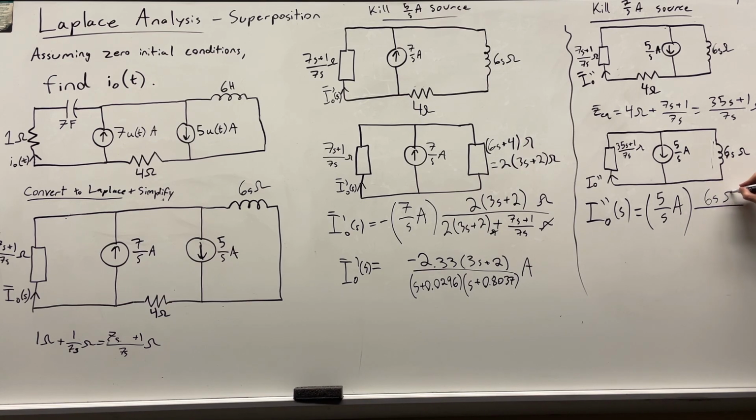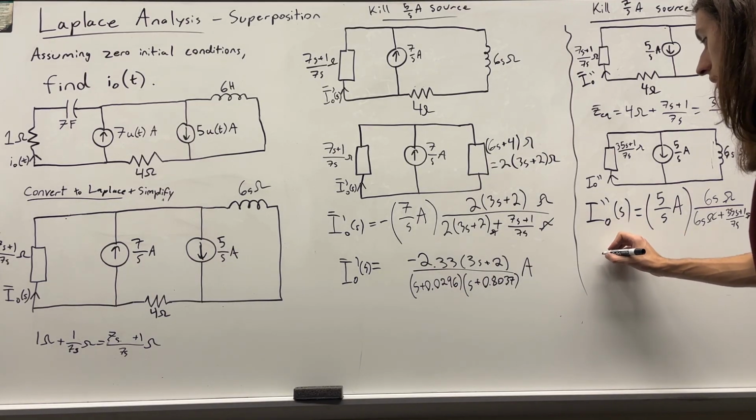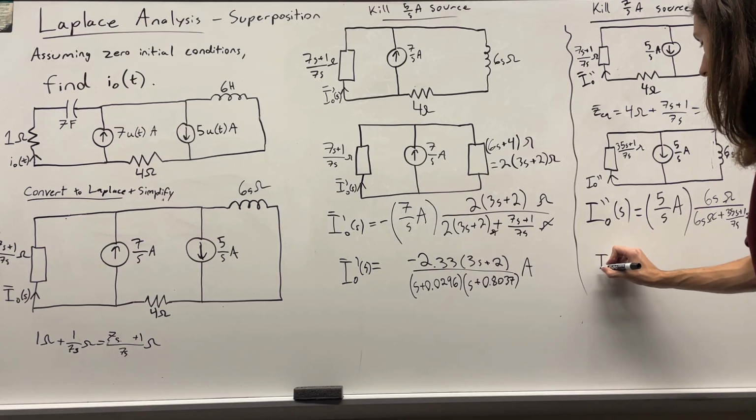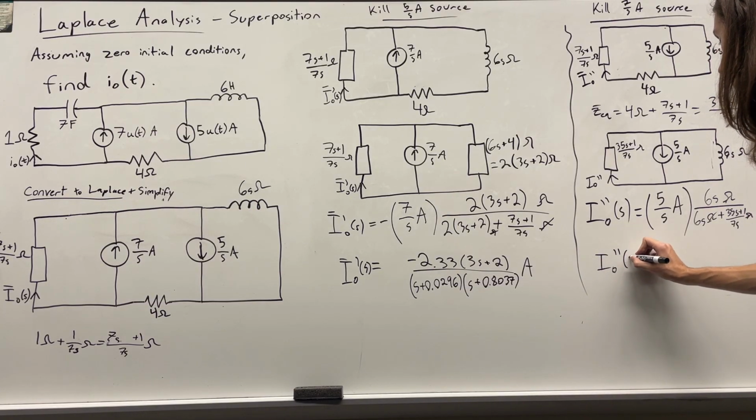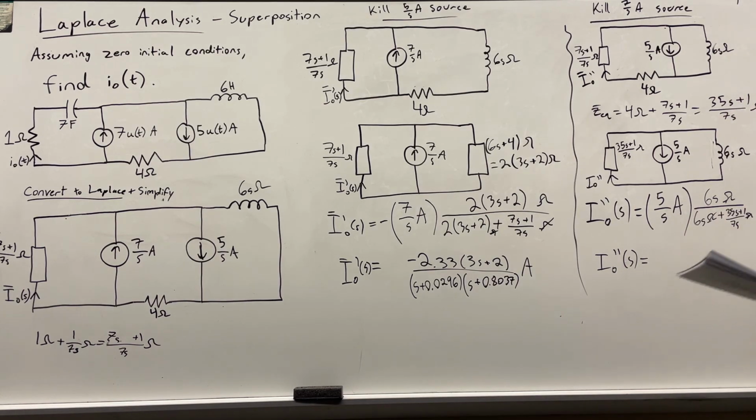so 6S ohms over 6S ohms plus 35S plus 1 over 7S. Ohms cancel out, you're left with amps. And then simplifying this equation, skipping a few steps again, I naught double prime of S is going to be equal to 5S. Then we end up with the same denominator as we did with I naught prime.